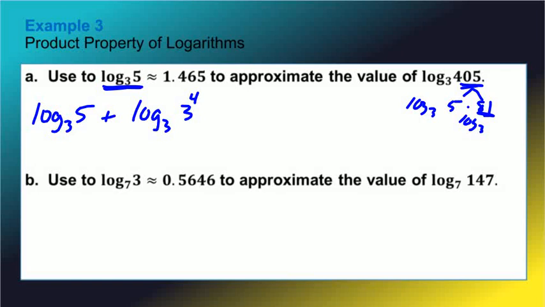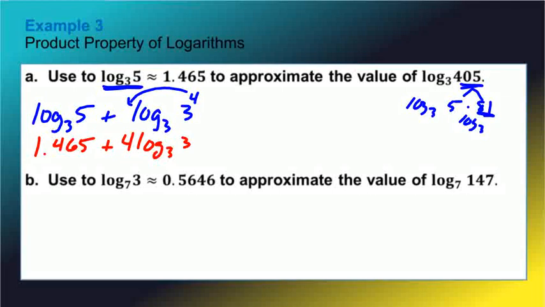And now I can use the other property. Because I have an exponent on the base here, I can put that out in front. And so now I have log base 3 of 5, which was said to be 1.465 plus 4 times log base 3 of 3. Remember, log base 3 of 3 gives us 1. So already I have 4 times 1, which would be 4.